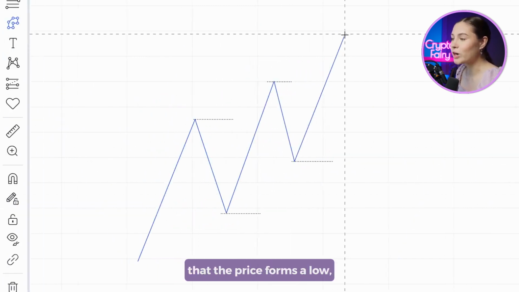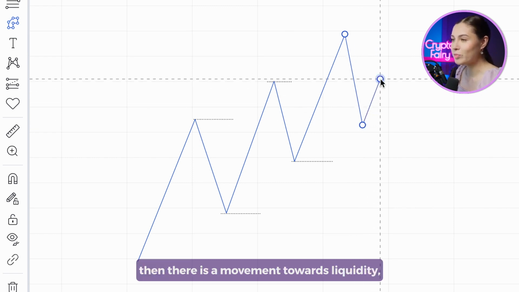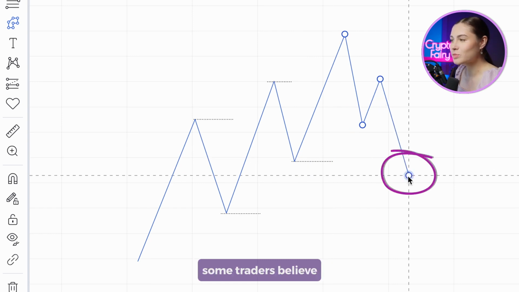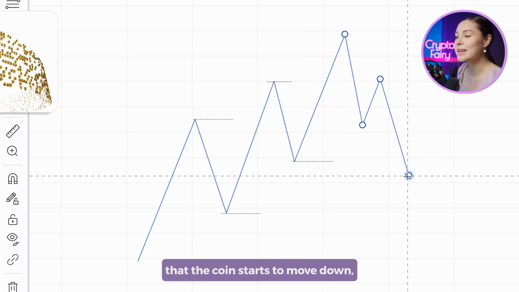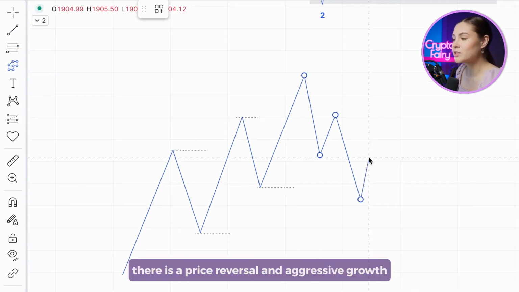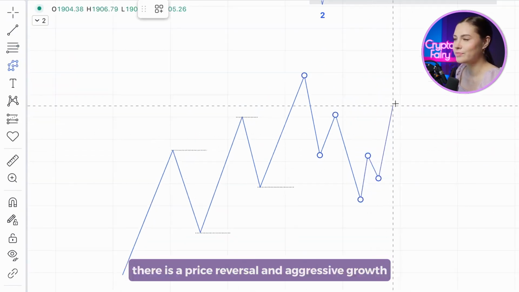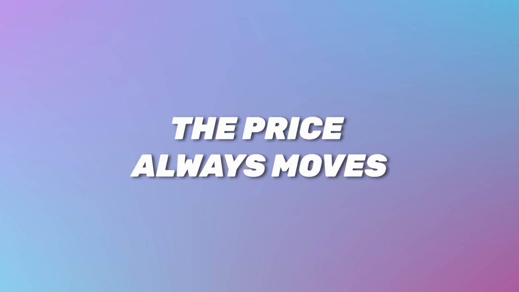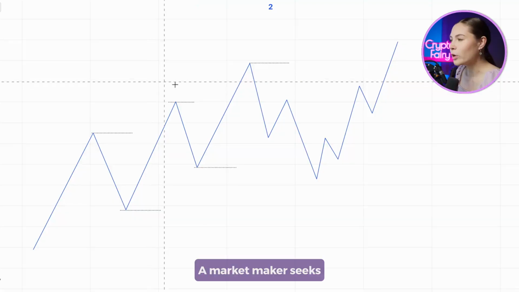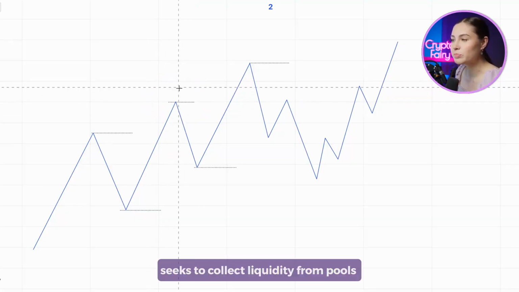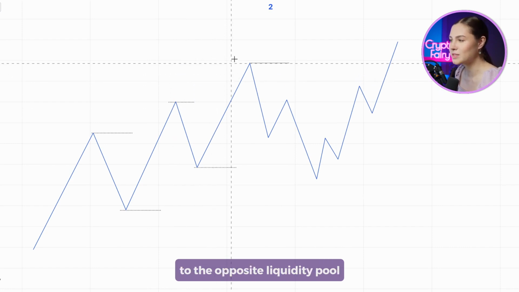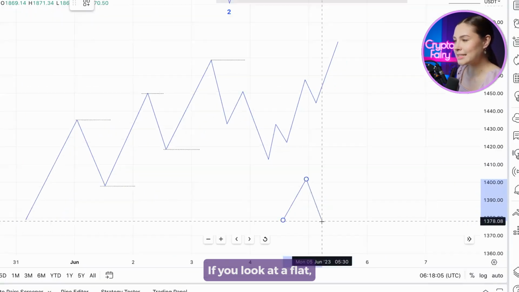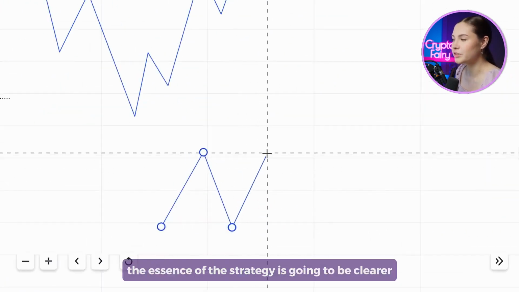It often happens that the price forms a low, then there is a movement towards liquidity, and the low is updated. At this point, some traders believe that the coin starts to move down, but after that, there is a price reversal and aggressive growth. That's the idea behind liquidity. The price always moves from liquidity to liquidity. A market maker seeks to collect liquidity from pools and deliver the price to the opposite liquidity pool, collecting traders' stop losses. If you look at the flat, the essence of the strategy is going to be clearer.